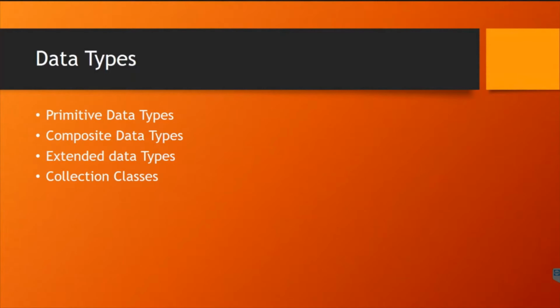So based on this definition, we have around four categories of data types: primitive data type, composite data type, extended data type and collection classes. Let's have a look at these types.